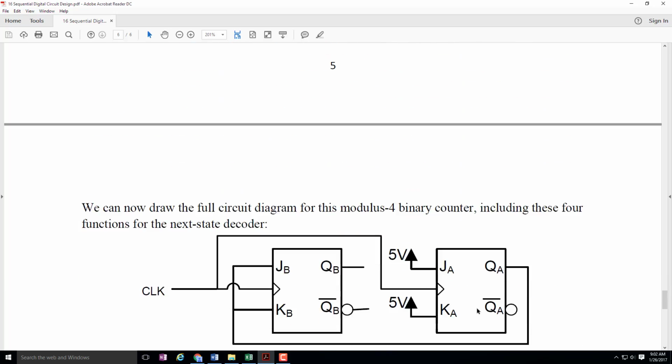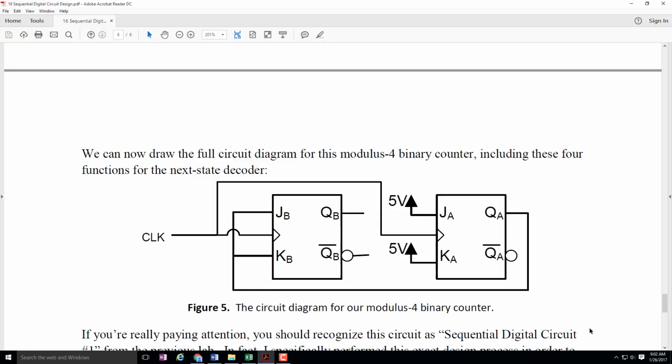So the circuit diagram is going to be represented here. You can see now I have 2 flip-flops. I have to have 2 flip-flops to represent the two bits of the number: the Q sub B and Q sub B bar, Q sub A and Q sub A bar. I have the clock signal that's going to both of these devices. And let's see, J sub A and K sub A, they both get 1. So that's permanently tied to 5 volts. And then Q sub A is fed back into both J sub B and K sub B.